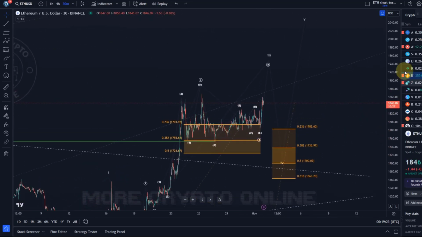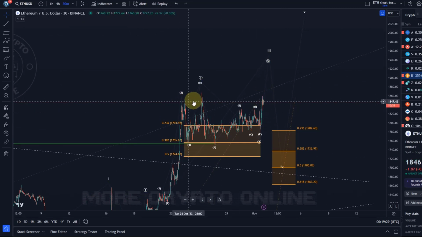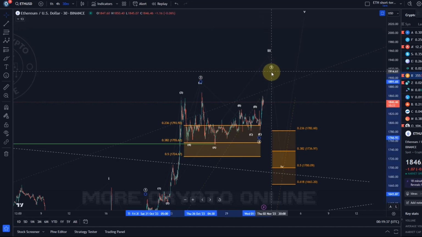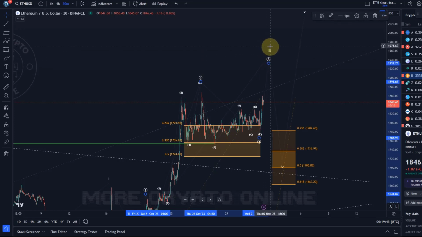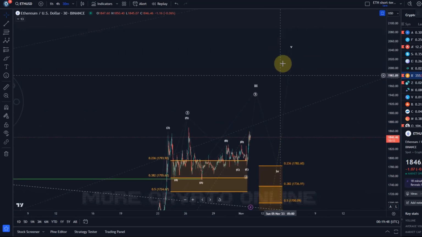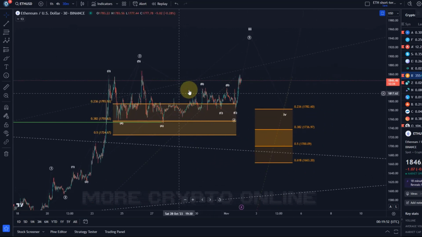I'm waiting for a signal that we have indeed started wave 5. I would need to see the price break above that wave 3 high here at 1867. And then we can push higher in wave 5. That should take it to 1900 plus, 1900 to 1950. Then we complete wave 3. Then we move down in the larger degree 4th wave, and then we get one more high. So that's sort of how I would see it now.